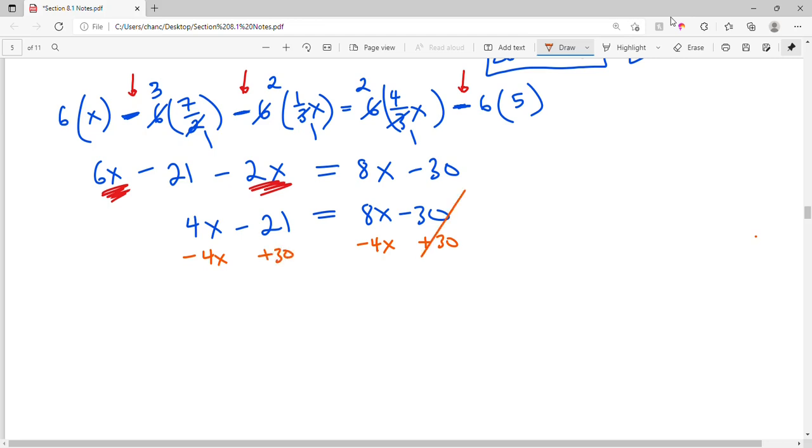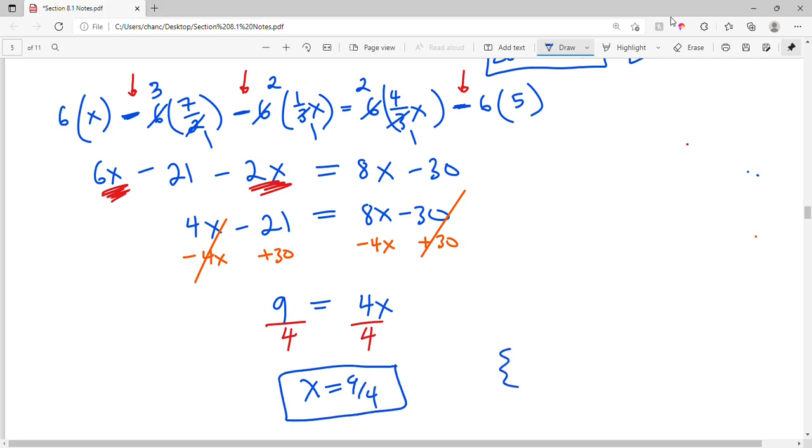The 30 and the negative 30 cancel out, and the 4x and the negative 4x cancel out. Negative 21 plus 30 gives me a positive 9, and that's equal to 8x minus 4x, that gives me 4x. We can finally divide both sides by 4 to solve for x. Dividing both sides by 4, I get x equals 9/4. And that's our solution.